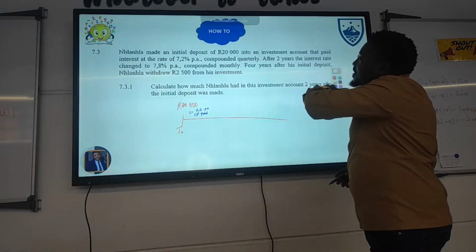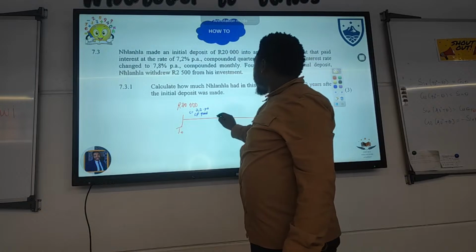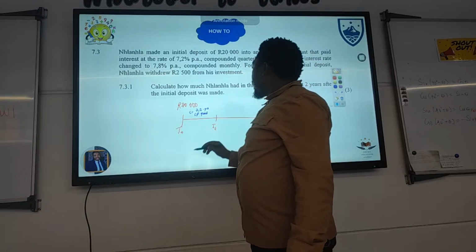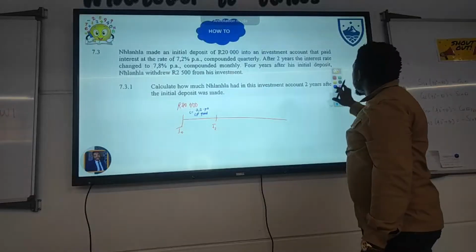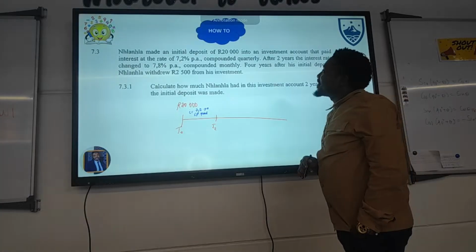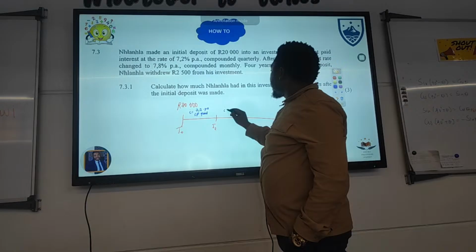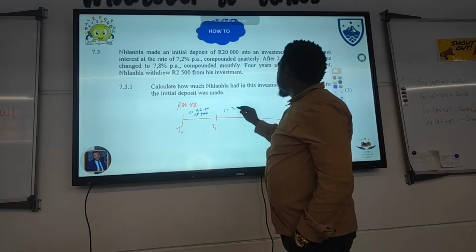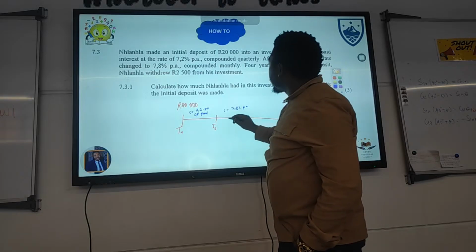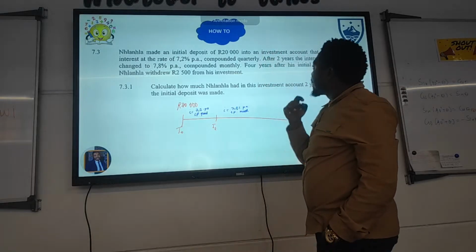After 2 years, the interest rate changed. So from here, after 2 years, the interest will change. And the new interest rate will now be 7.8% per annum compounded monthly. So I'm writing it down. The interest rate is now 7.8% per annum compounded monthly, so that you can see it.